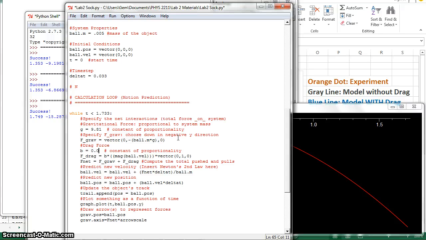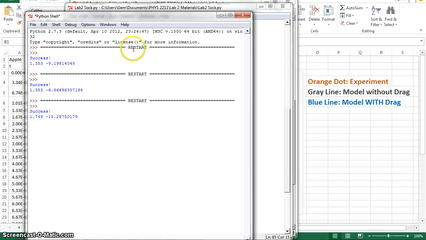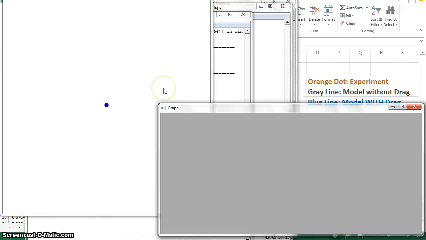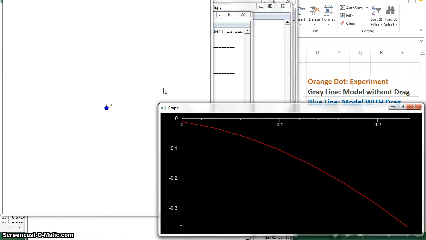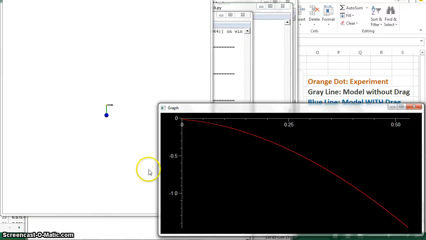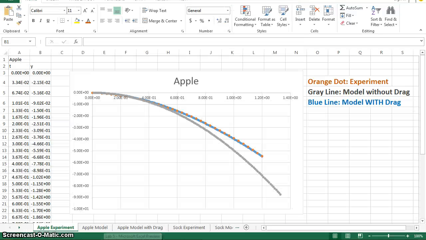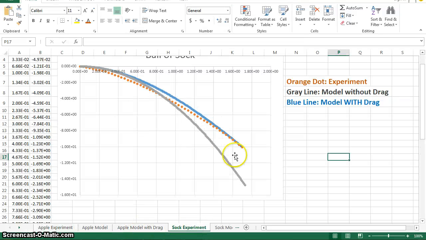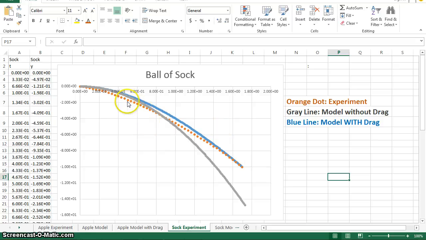And so I found the B value to be 0.00346, and when I run this, it'll look like this. The graph will look similar to the tracker and the first model with only the gravity, but as you see in this graph, the orange is the experiment, the blue line is the model with the drag, and the gray line is without the drag.